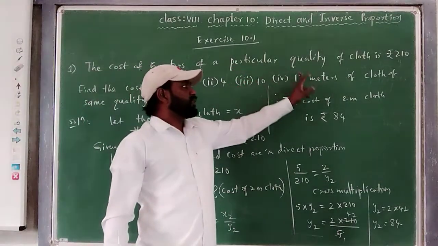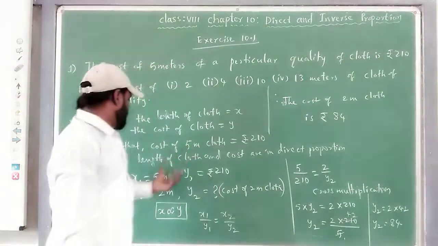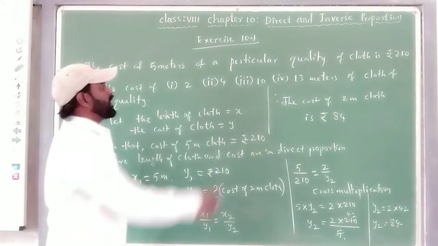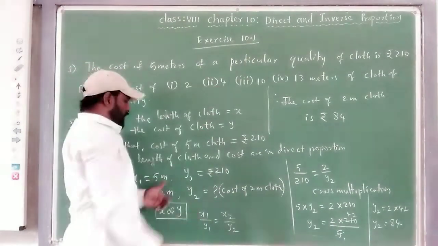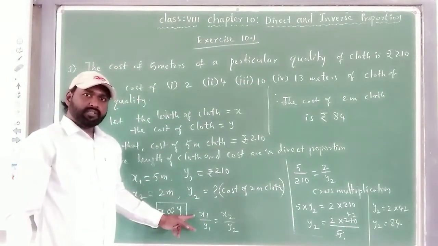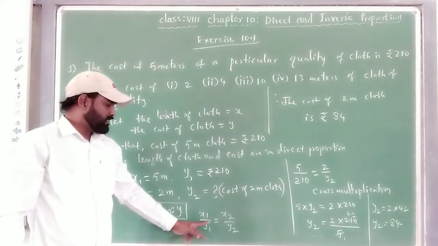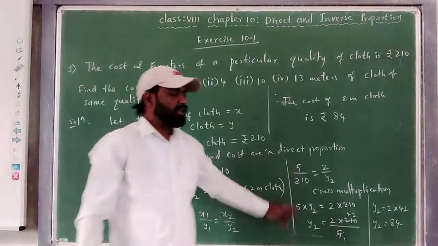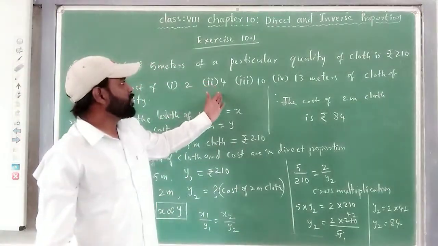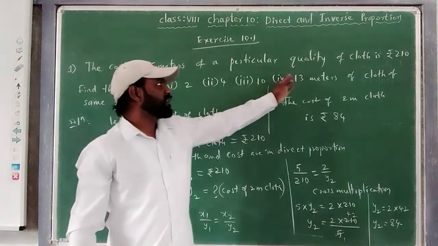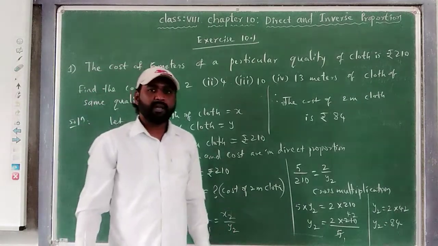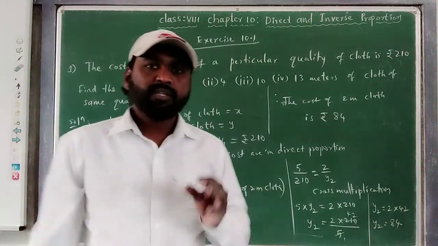In the similar way, you can find the cost of 4 meters cloth, the cost of 10 meters cloth, and the cost of 13 meters cloth. Everything is the same. x1 will remain the same, y1 will remain the same, but for x2, in place of 2 meters, next time we are going to keep 4, then 10, then 13. Same formula when both are in direct proportion: x1 by y1 is equal to x2 by y2. Just substitute the values, do the cross multiplication, and simplify to find each cost. It's so simple.